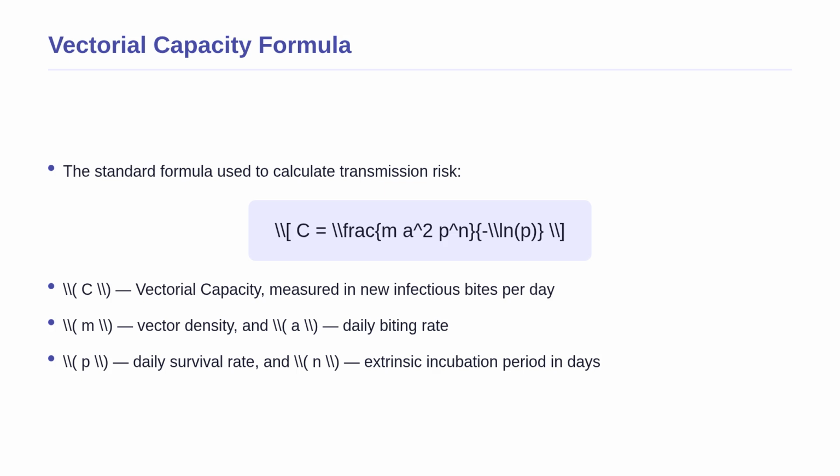Notice it is squared in the numerator because the fly must bite twice, once to get infected and once to transmit. The variable P is the daily survival rate of the fly, and N is the incubation period of the parasite. The denominator represents the natural daily mortality rate of the insect. Crucially, if the survival rate P increases, the value of C skyrockets, meaning the disease spreads much faster.